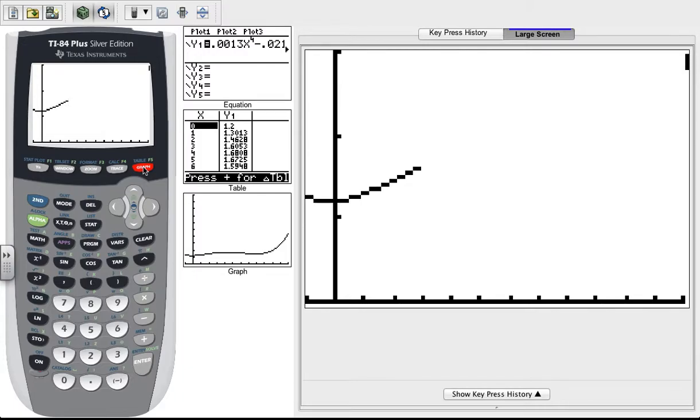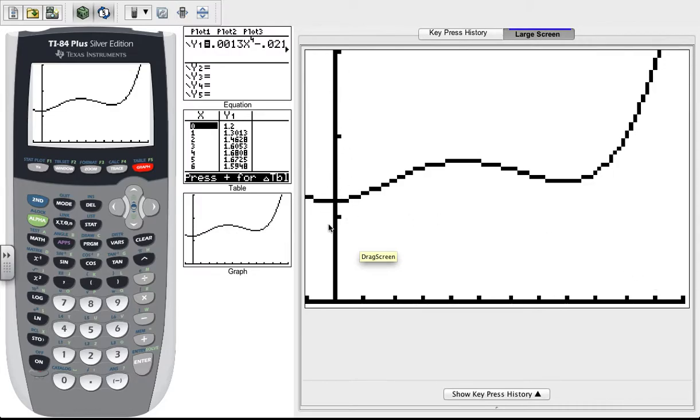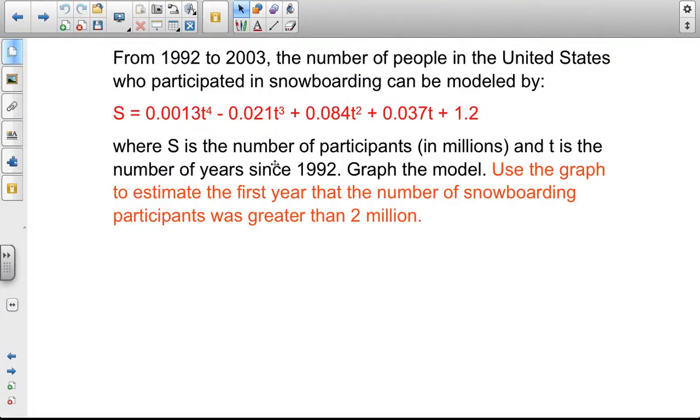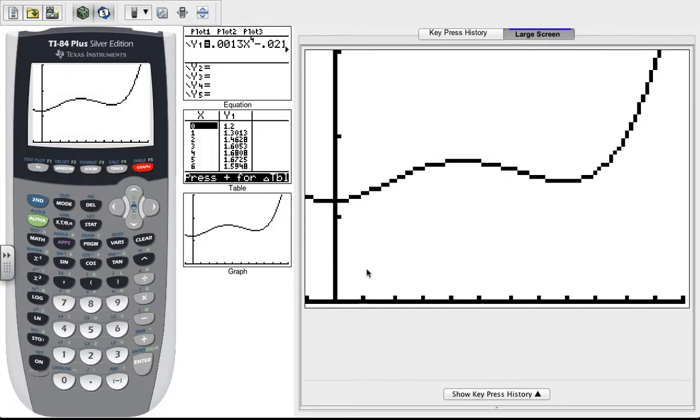Now when I hit graph, I have this window size. And we can see that these are my years. So this y-axis represents x equals 0. For my graph, it represents t equals 0. So this is 1992, this is 93, 94, etc. My y-axis here represents snowboarders in millions. So this value here is 1 million, and this value here is 2 million. So I have to find out where this graph hits 2 million. And it looks to be about 10, but I have to know for sure.